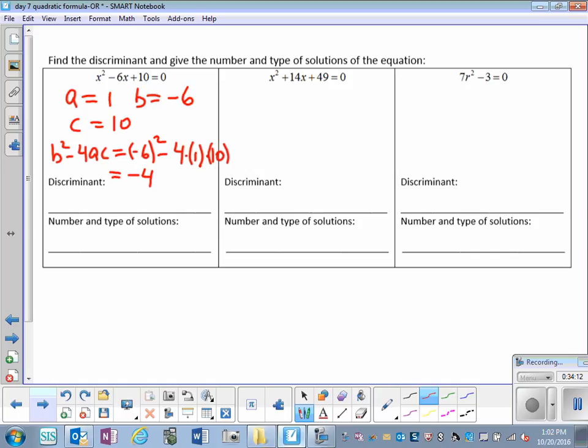Okay. So is our discriminant negative, positive, or 0? I have a negative discriminant. Negative 4, negative discriminant. What kind of solutions will I have? I will have two complex numbers.